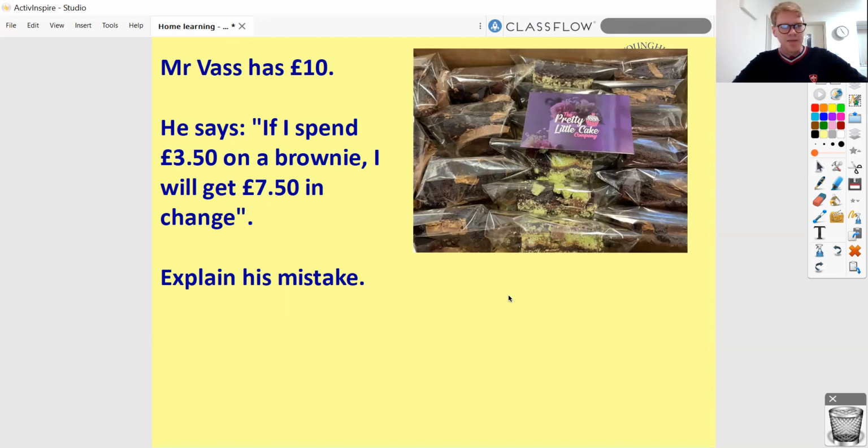So here's a question similar to that. Mr. Mass has £10. He says, if I spend £3.50 on a brownie, I will get £7.50 in change. And this is something I'm seeing a lot, so this is why this has come up today. I've said explain his mistake here, which should already give you a clue that it's wrong. I want us to really think about A, why it's wrong, and B, how we could effectively explain it.